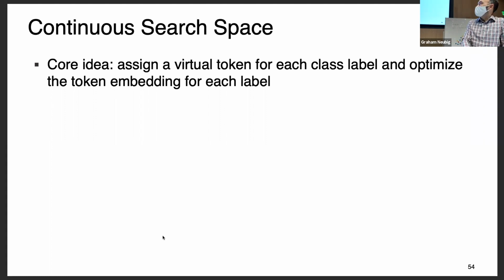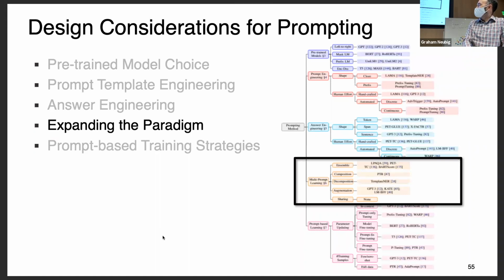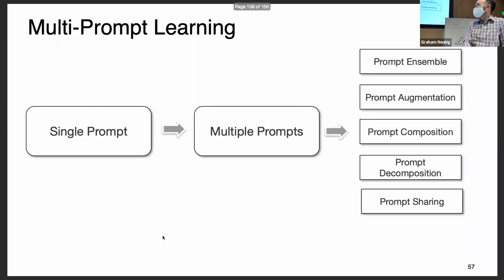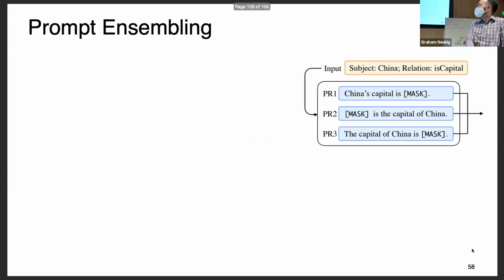Cool. Okay, so another important thing is multi-prompt learning. So you can go from single prompts to multiple prompts. There's a couple ways you can do this. I'm only going to talk about the top two here, prompt ensembling and prompt augmentation, but the other ones are covered in the survey if you're interested. So prompt ensembling, basically what it's doing is it's saying, hey, there's actually multiple ways that you could ask the same question. And depending on how the model has been trained, or depending on specifically what examples it's seen in its training data, some of these might be more effective than others.